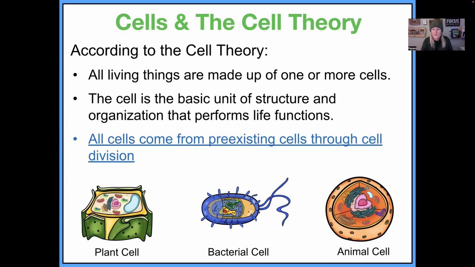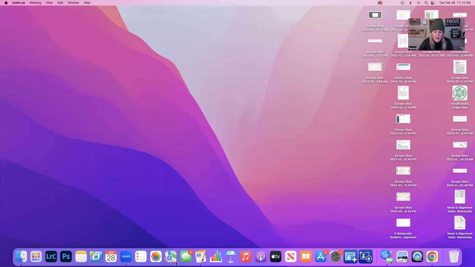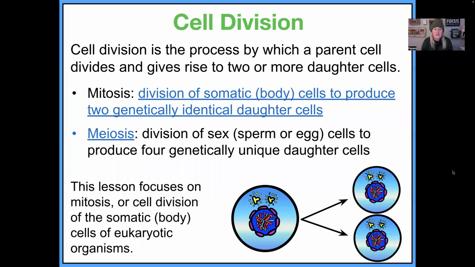Again, I'm just going to zoom through these slides. You can pause it for as long as you need to take notes. All right, so cell division. This is kind of bothering me right here. Why is it like that? Whoops. Anyways, okay, cell division. Oh no, what happened? This is funny. Okay, here we go. Cell division is the process by which a parent cell divides and gives rise to 2 or more daughter cells. Mitosis is the division of somatic body cells to produce 2 genetically identical daughter cells.